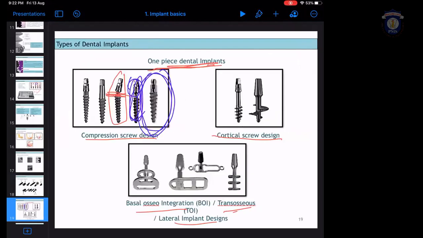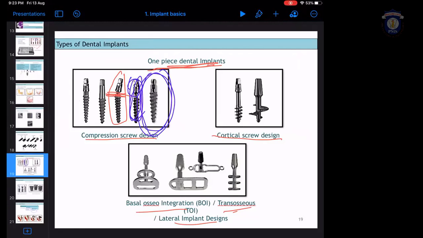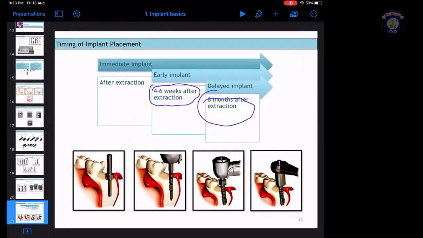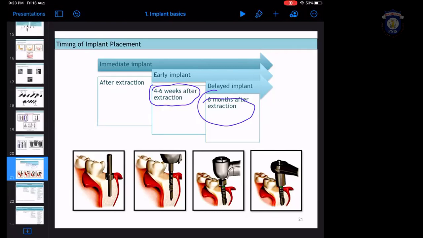Then the types of implant based on whether it is a single piece or dual piece implant. In the single piece, there is a compression screw design, cortical screw design, basal osseointegration or transosseous implants. Then we have a two-piece system, where the abutment is a separate one, so it is straight or angulated, short or wide implants. Then based on the timing of implant placement, there is immediate, early or delayed. Immediate is immediately placed after extraction. Early means 4 to 6 weeks after extraction, and delayed means 6 months after extraction, that is proper bone formation after extraction.